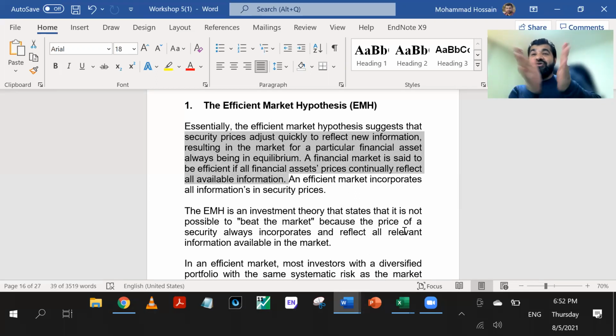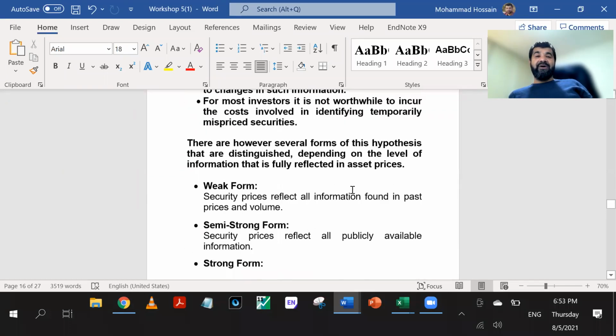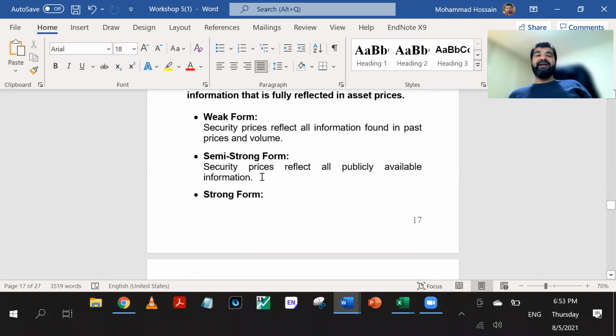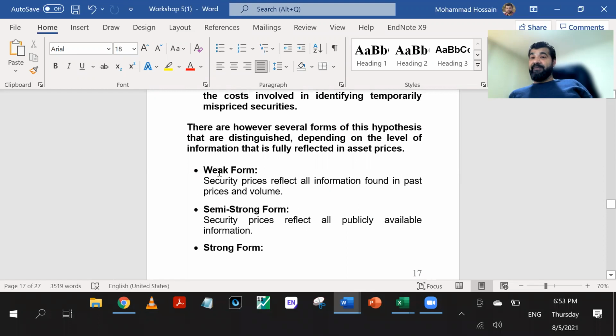Something goes wrong, but it doesn't always reflect on the share price, because the market is not efficient. So we have three different types of markets: the weak form, semi-strong, and strong. Weak form: security prices reflect all information found in past prices and volume. Just very weak, we only have information about the past. So Yahoo Finance, which you guys are looking at, is actually past data, past stock market prices only.